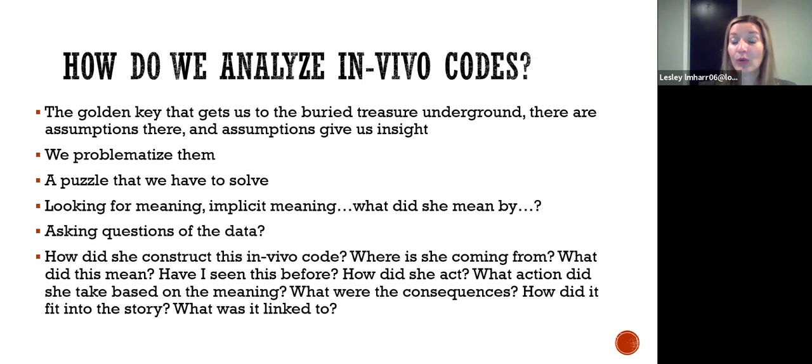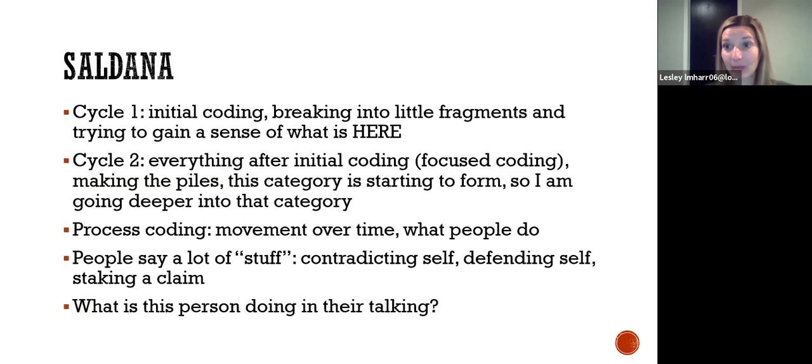This helps us to ask questions of the data, and we ask ourselves this particular set of questions around in vivo codes. So how did this person construct this in vivo code? Where are they coming from? What did they mean by this? Have I seen this before? How did, let's say the participant is female, she act? What action did she take based on this meaning? What were the consequences? How did it fit in the larger story? What is it linked to? So if we can answer all those questions, that means that we've found a great in vivo code that might have some theoretical traction later on.